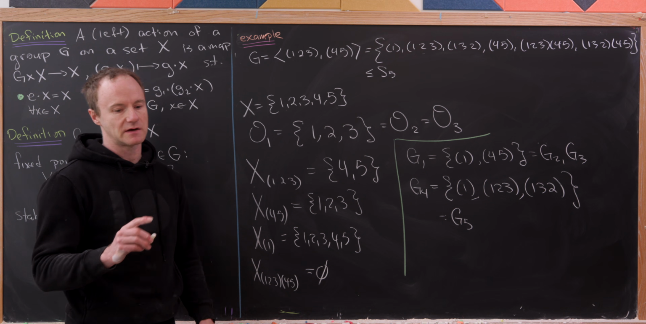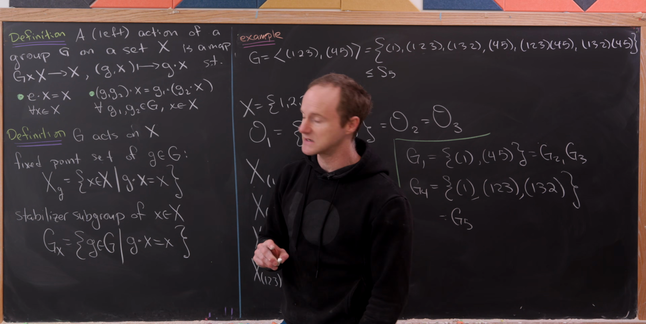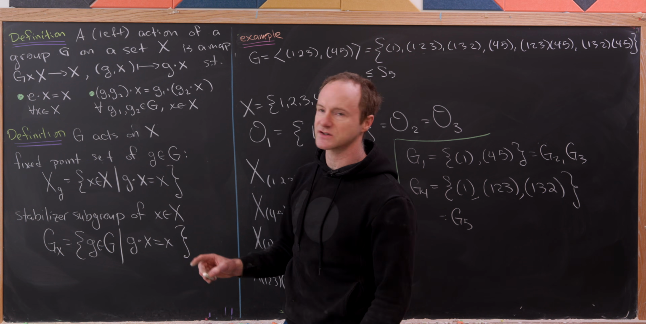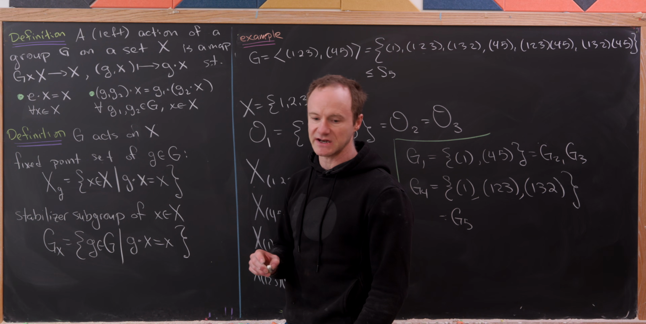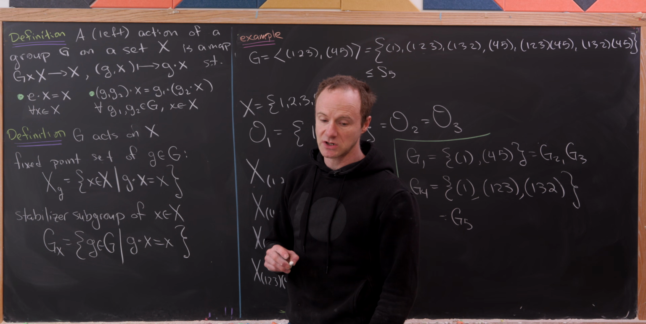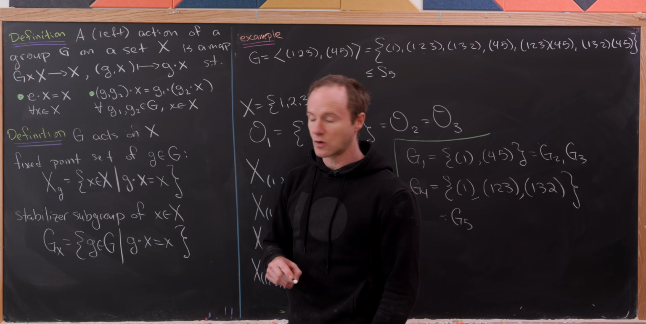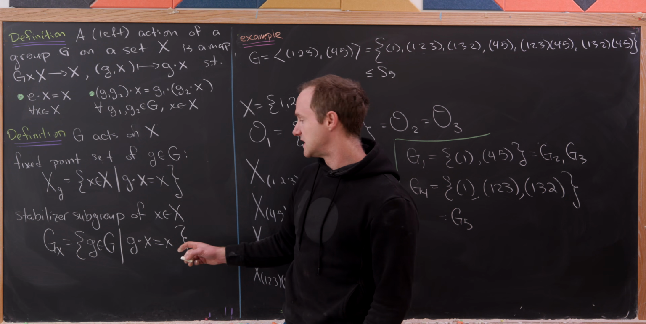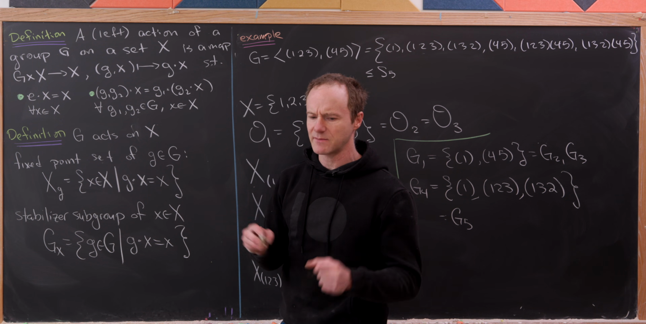Okay, so now we're going to look at two little results, and then I promise we will get to groups acting on themselves. We're going to show that this stabilizer subgroup is actually a subgroup. I guess we need to show that. And then we'll also show that these orbits and these stabilizer subgroups are somehow connected.